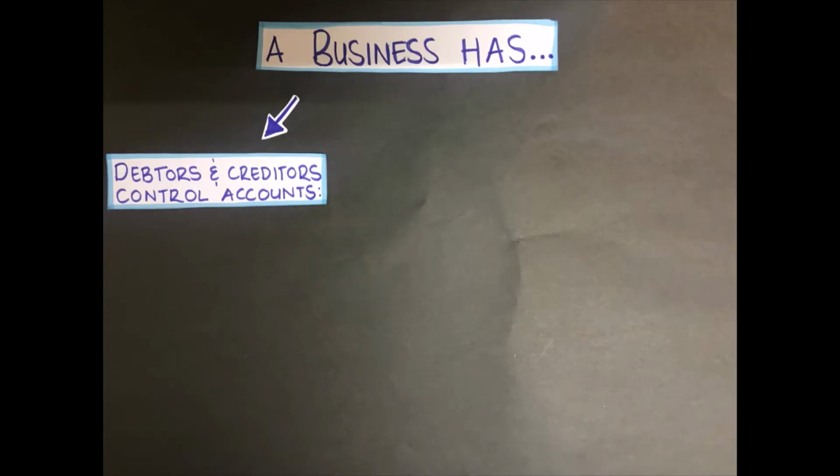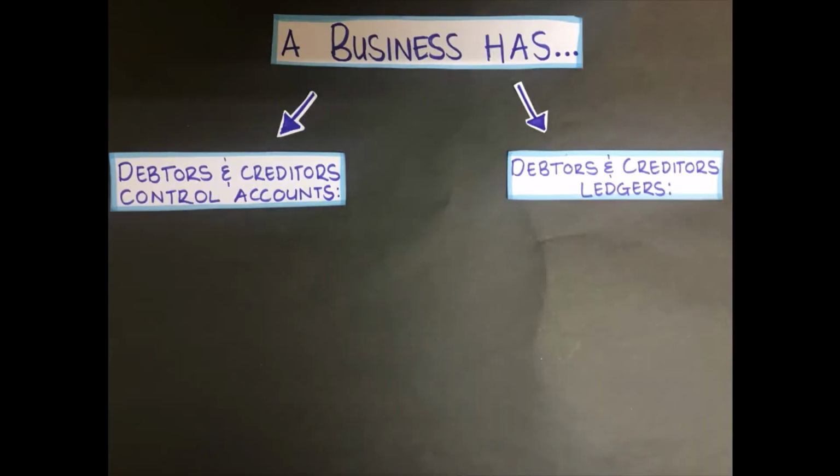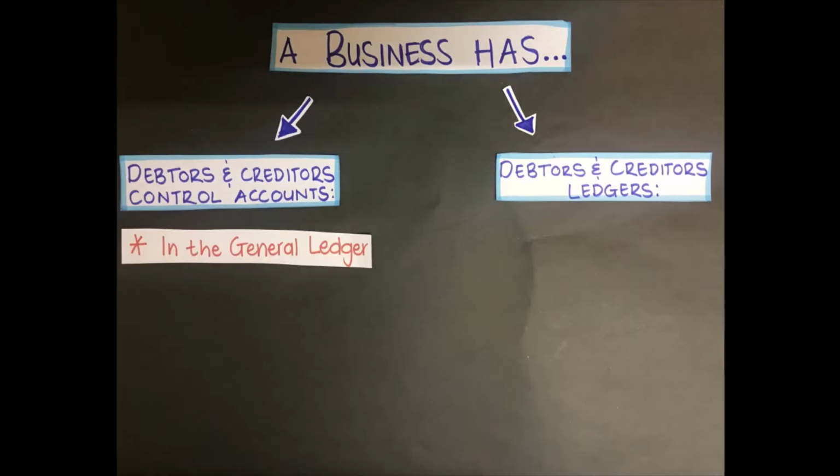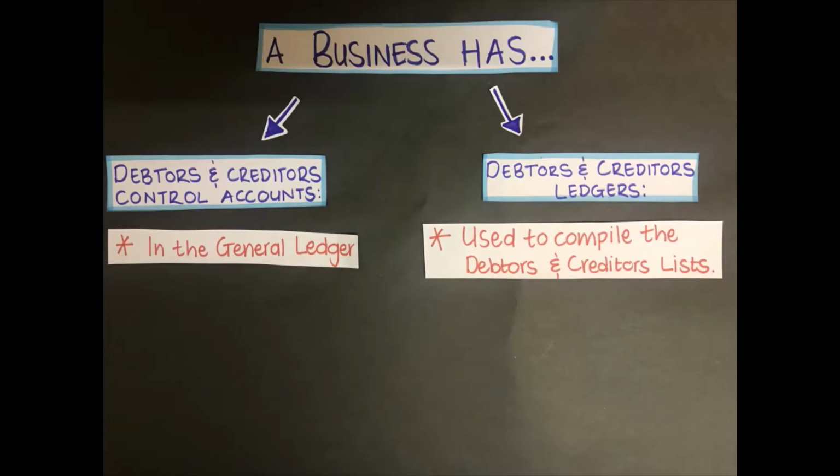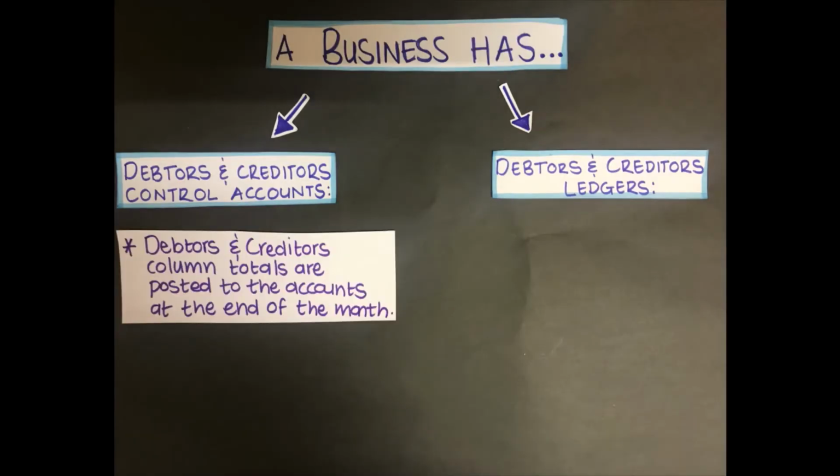We know that a business has two different sections that deal with debtors and creditors: a debtors and creditors control account, and debtors and creditors ledgers. The control accounts are found in the general ledger. The debtors and creditors ledgers are used to compile the debtors and creditors lists. The debtors and creditors control column totals in all of our journals are posted to these control accounts in the general ledger at the end of the month.